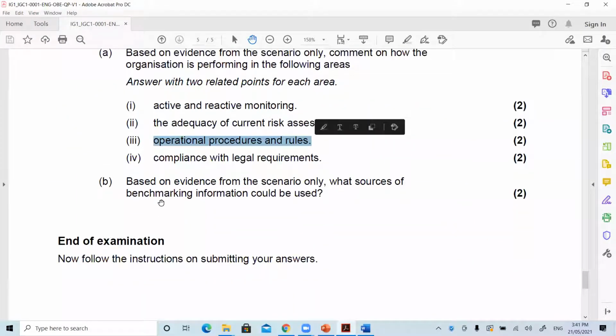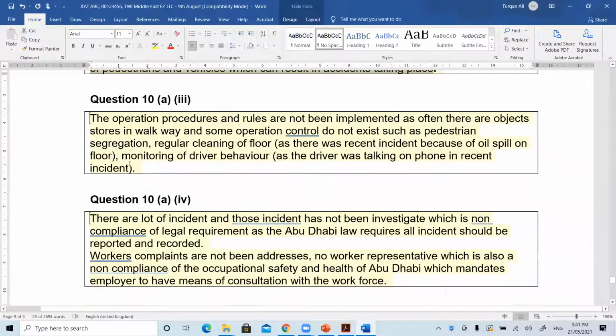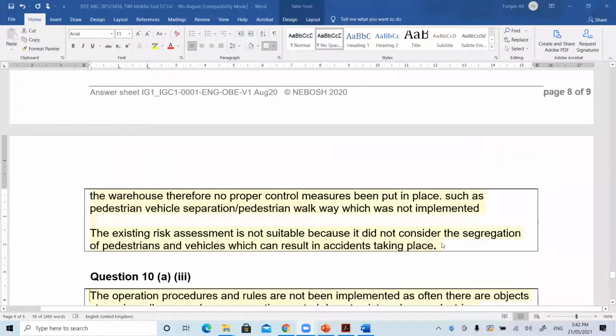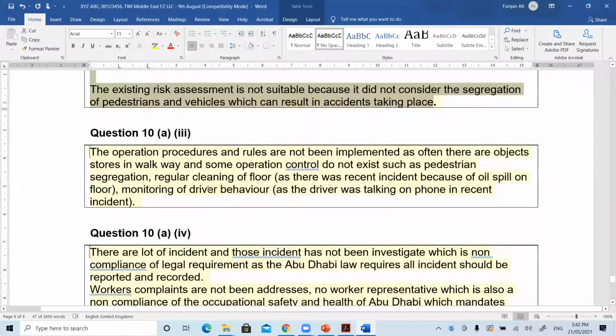Operational procedures and rules. Okay, so let's see what operational procedure and rules is mentioned. The operational procedures and rules have not been implemented as often there are objects. Yes, that is correct. You can say that. This is well defined. But again, there is 1 point here. It needs to be 2 points in order to get 2 full marks. Yes, you can say vulnerable people were not covered. Very well said, Alita Latabasi. You can also say in the risk assessment question here that the vulnerable groups of people were not covered in the risk assessment, as there is no mention of that in the scenario. Hence, we can say that it is not suitable and sufficient.